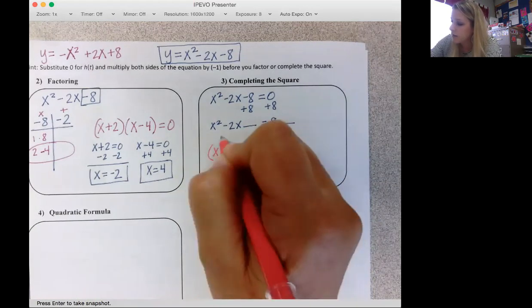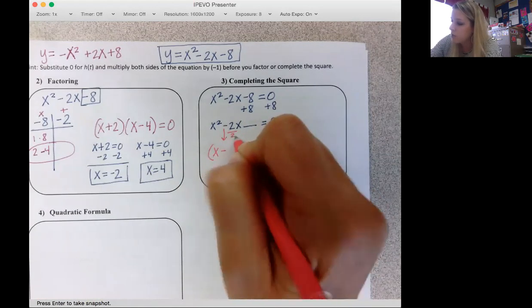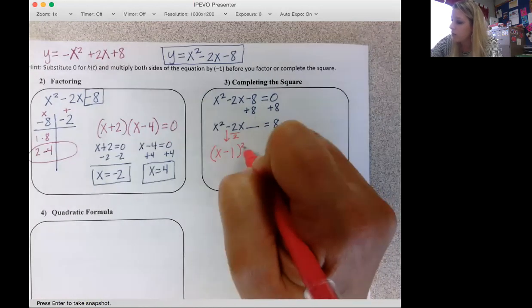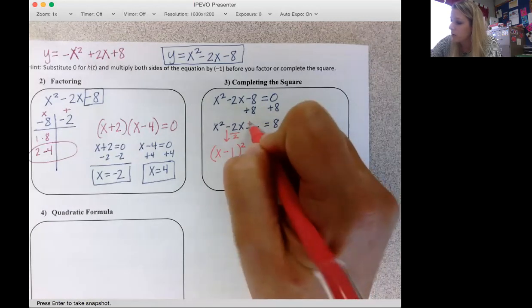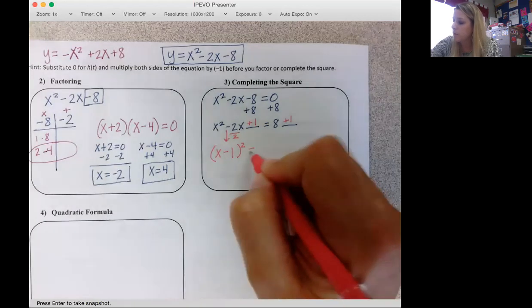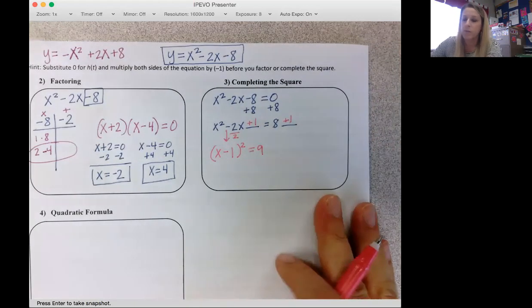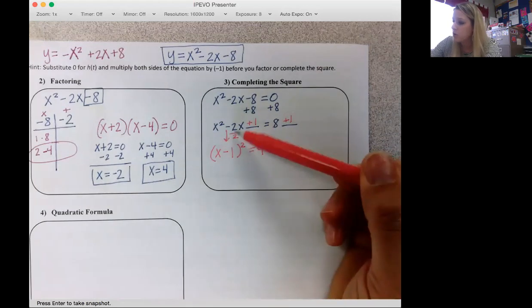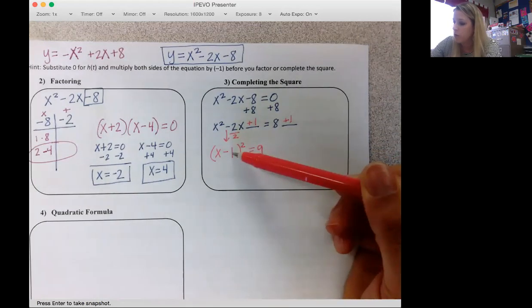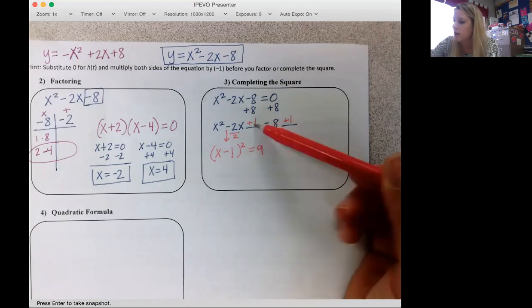I do x, I take that negative and put it here. Half of 2 is 1, and 1 squared is just 1. So I'm going to add 1 to both sides. Okay, so here's what I get. 8 plus 1 is 9. So I'm going to go back and do that one more time. Half of 2 is 1. 1 squared is 1. So whatever you put in this space, you have to put in this space.